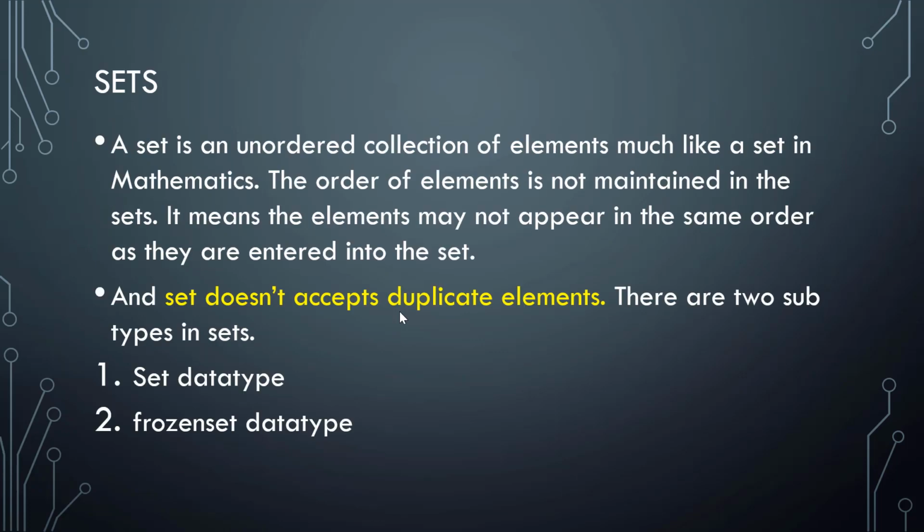So how is set different from list or tuple, if they ask you? Then you have to say set always accepts unique elements. If you are giving duplicate elements manually or intentionally, it takes only unique elements. Second, there are two subtypes in sets: the set data type, the normal one, and the frozen set. Set is mutable, you can modify the elements, whereas frozen set, as the name suggests, cannot be modified. It is frozen, so we can't modify.